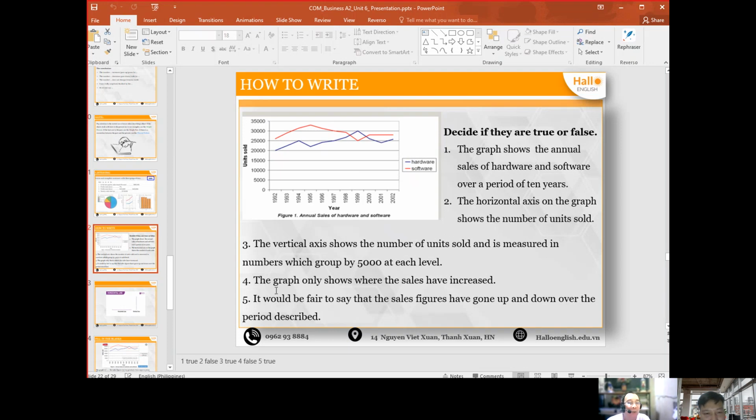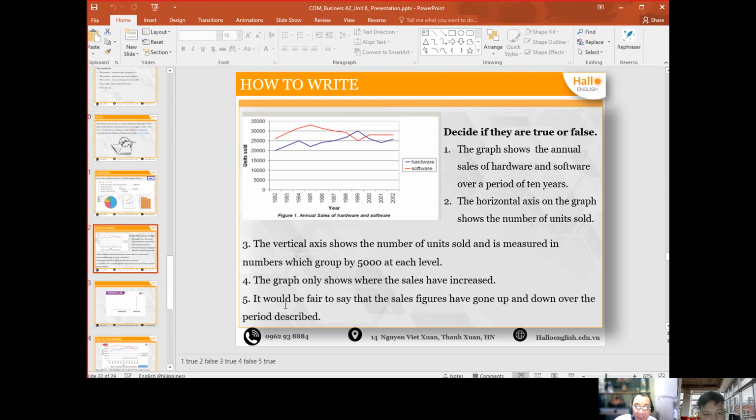Number four, the graph only shows where the sales have increased. Because the sales over the years, there would be an increase and there would be a decrease. So it's false, right? Not just only increase.